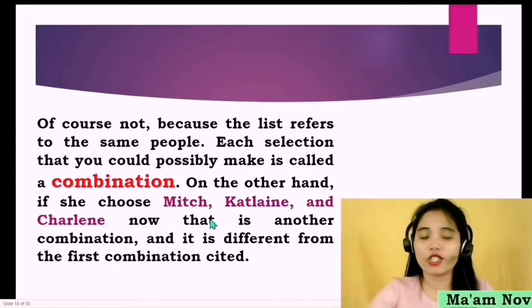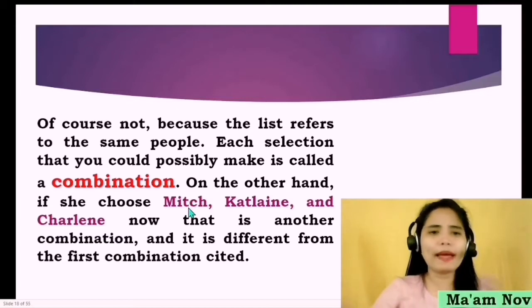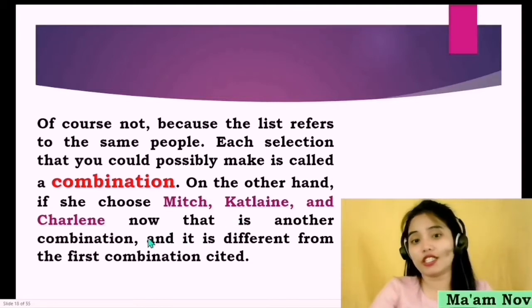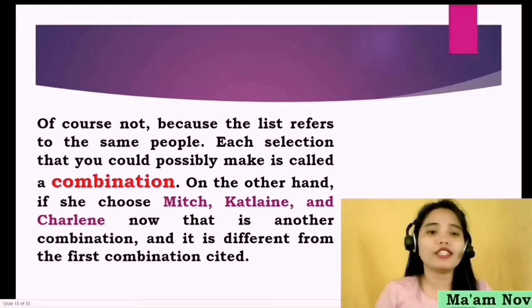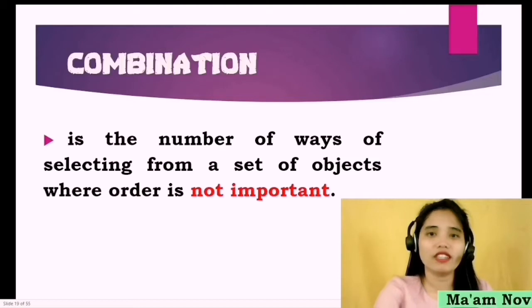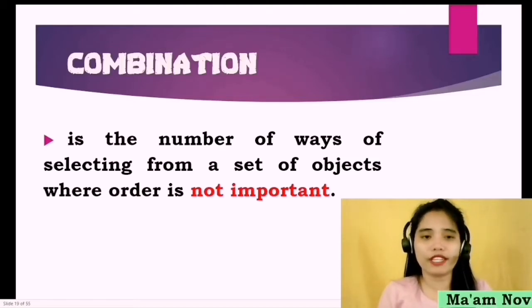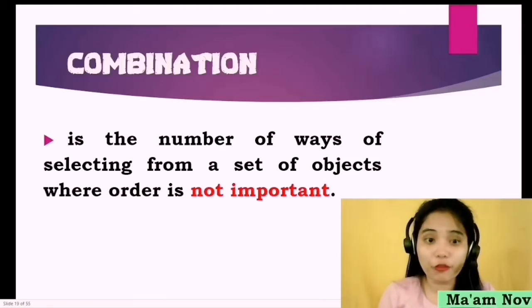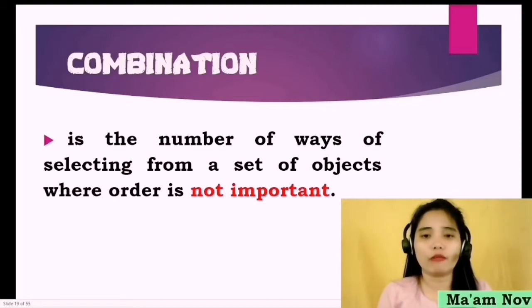So each selection that you could possibly make is called a combination. Pero, on the other hand, if she chooses Mitch, Kathleen, and Charlene instead, that is another combination, and it is different from the first combination cited. Now, ano ba talaga ang combination? It is the number of ways of selecting from a set of objects where order is not important.